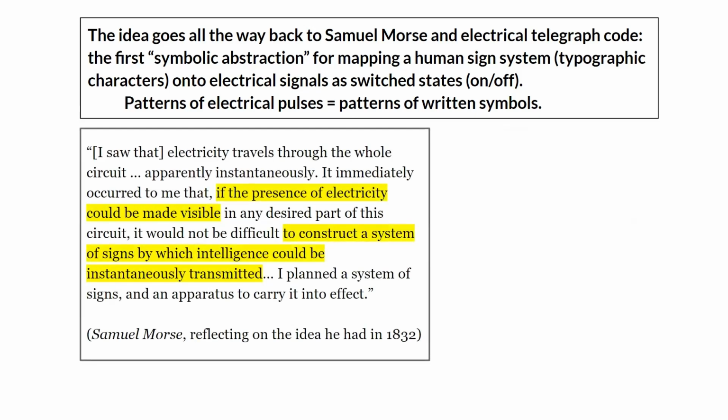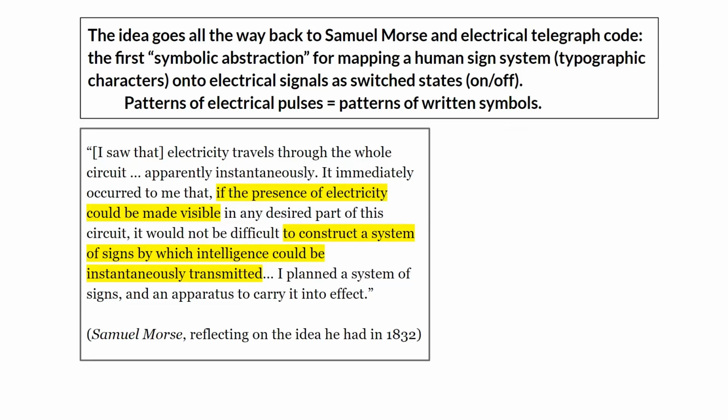Great quote from Morse, recalling how he originally had this idea way back in 1832, right? He saw experiments with electricity, and it occurred to me, he says, that if the presence of electricity could be made visible in any desired part of the circuit, it would not be difficult to construct a system of signs by which intelligence could be instantaneously transmitted. I planned a system of signs and an apparatus to carry it into effect.